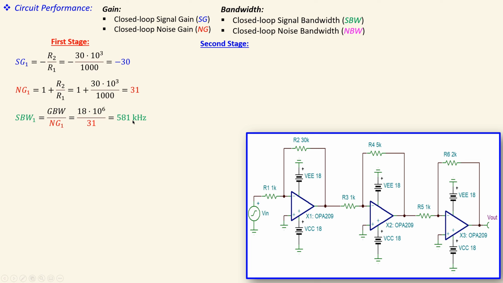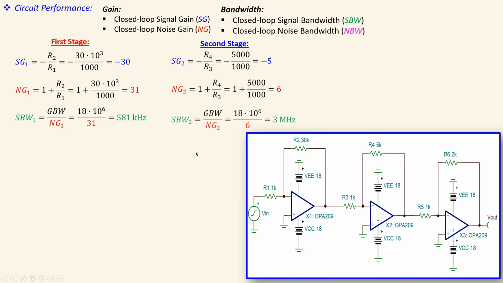Now the second stage, in a similar form, this part. Again, this is an inverting amplifier. You will use the same formula as here, so the signal gain for the second stage is minus R4 over R3, minus 5000 over 1000, which gives minus 5. The noise gain, again defined from the non-inverting input, is 1 plus R4 over R3, which gives 6.